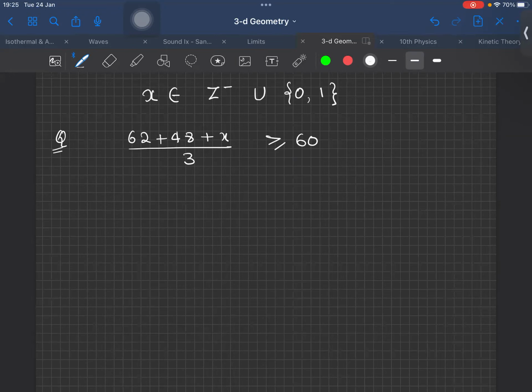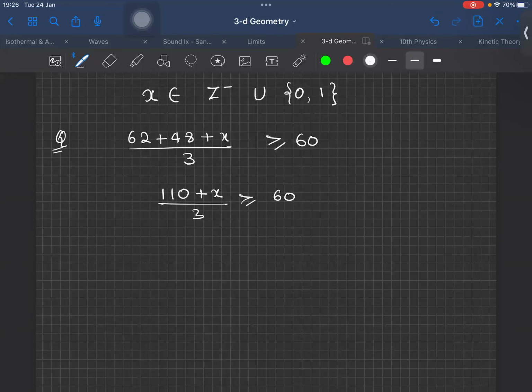Greater than or equal to 70, sir. Yes. Okay. Anybody else? It's a relatively easy problem, right? First you multiply both sides by 3, then you subtract 48. You can just add this: 48 plus 62 will be 110, plus x upon 3 is greater than or equal to 60.